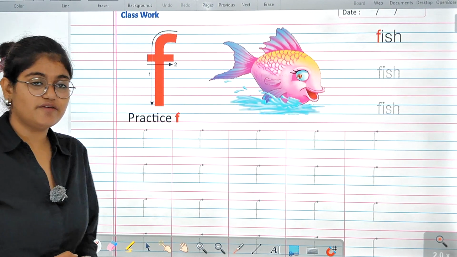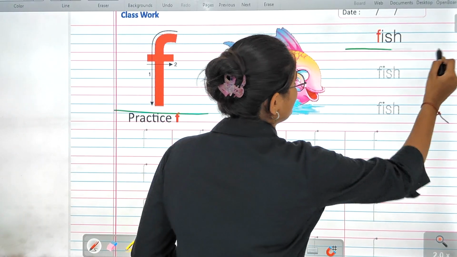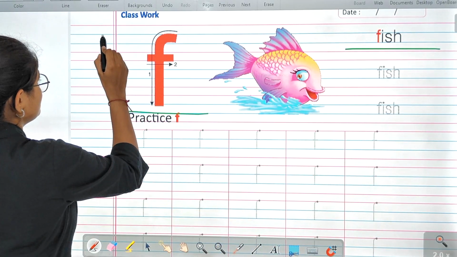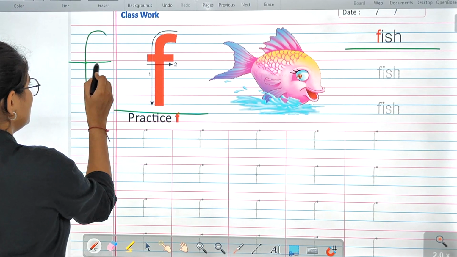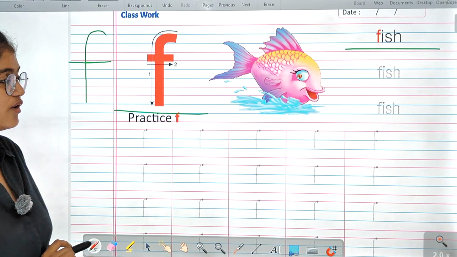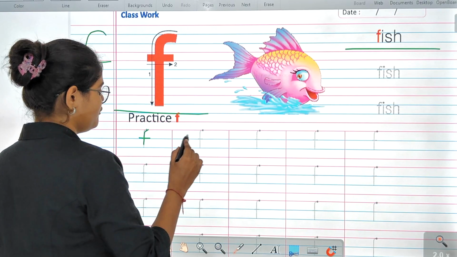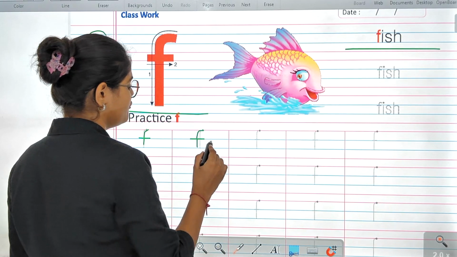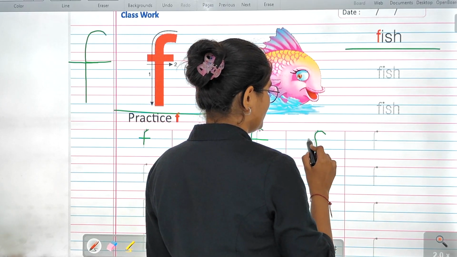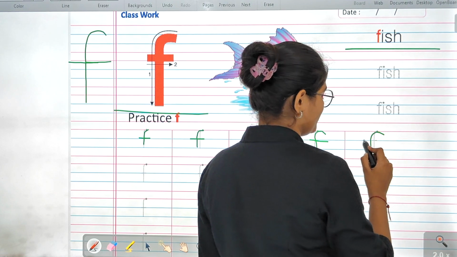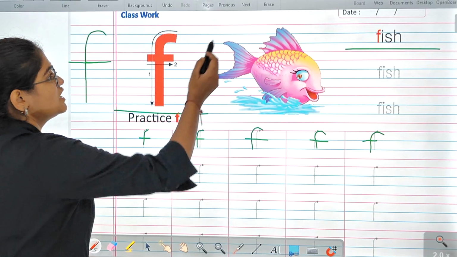The next alphabet is F. F stands for fish. Let's read F. Make a standing line and a cut from the middle, which makes F for fish. Now let's practice it in lines. F for fish. F for fish. Now this is how we learn to make F for fish. Let's move ahead.